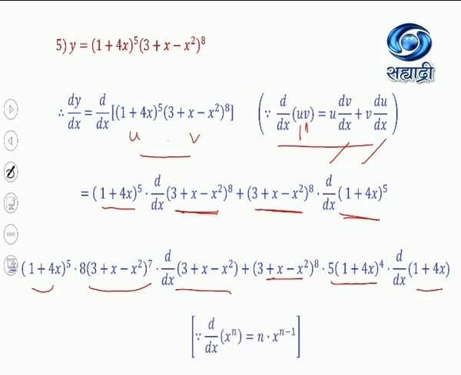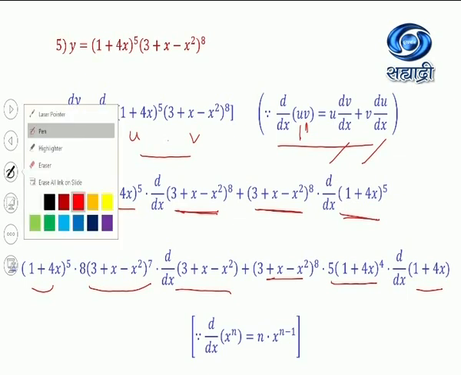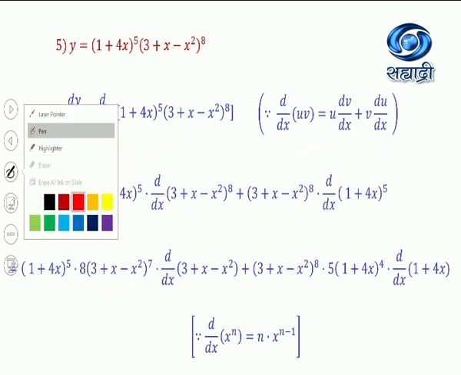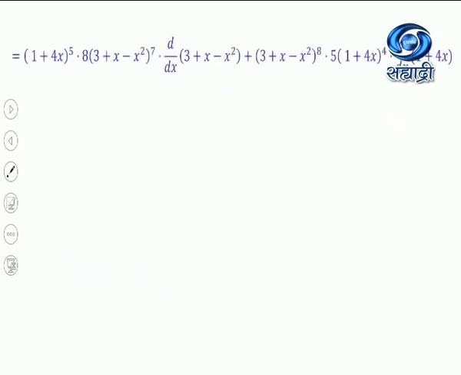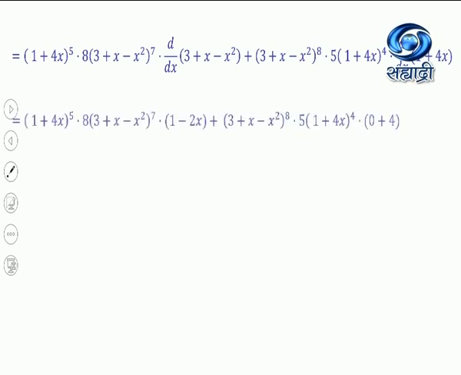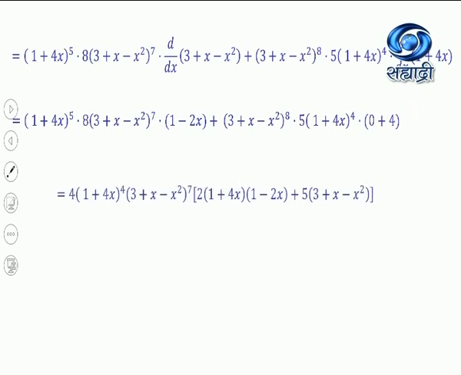Now what is our next step? Here I write the formula. You know, derivative of x raised to n is equal to n into x raised to n minus 1. By using this formula, we write this. Now, this is our previous step, and now we will see derivative of this bracket and derivative of this bracket. First two terms remain the same. Now derivative of 3, that is a constant, is 0. Derivative of x is 1. Derivative of x² is 2x. Same thing is here. Derivative of 1 is 0. Derivative of 4 is a constant, and derivative of x is 1. So we write our next step as, see here, 4 into (1 plus 4x) raised to 4 into (3 plus x minus x²) raised to 7 is common.